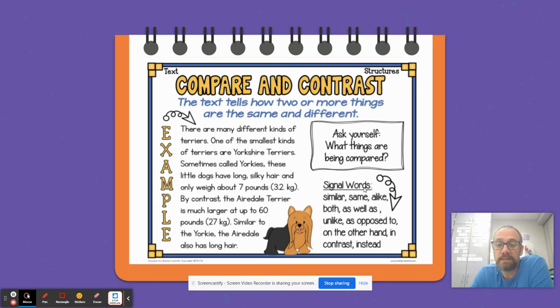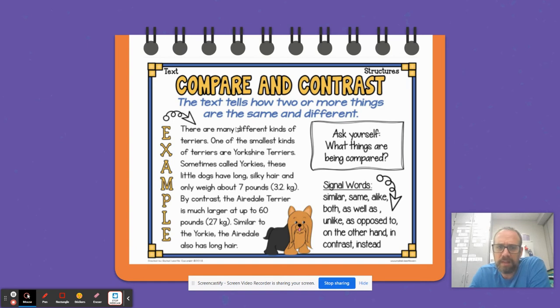It doesn't always mean that these words are going to appear. If you have a comparison like we'll look at in the Titanic, we don't necessarily see these words, but the comparisons are implied throughout.